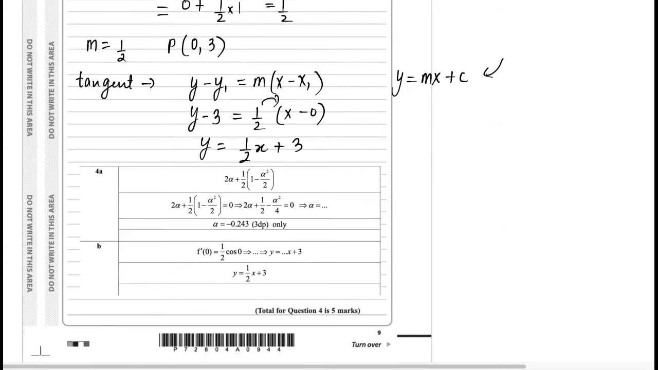Okay, let's match with our answer. So the first was negative 0.243. That was correct. And the second is y equals half x plus 3. Perfect. Thank you.